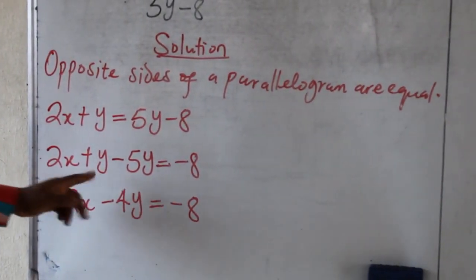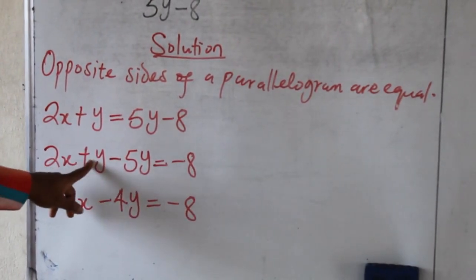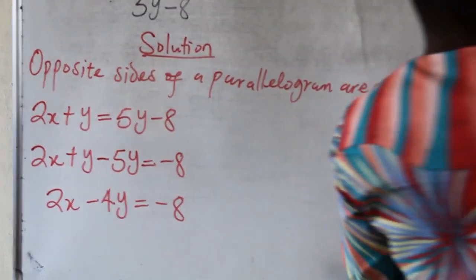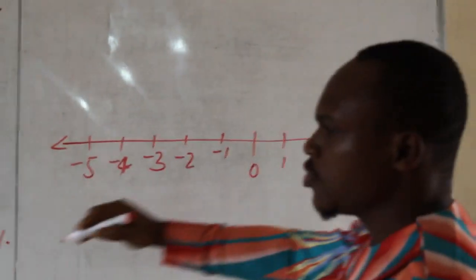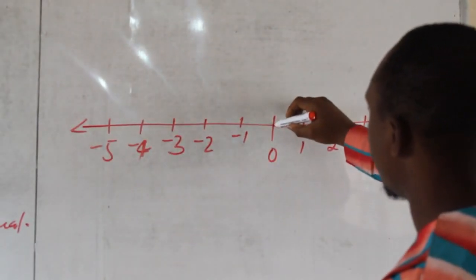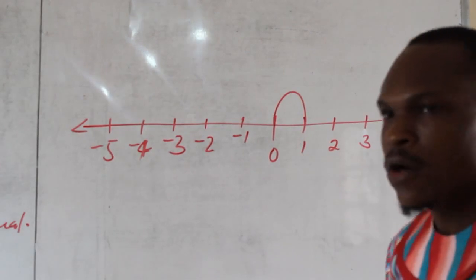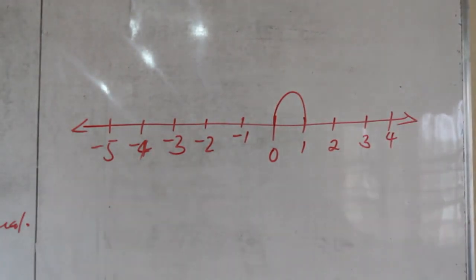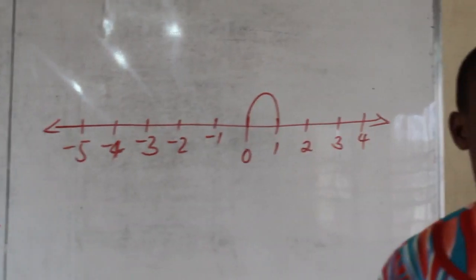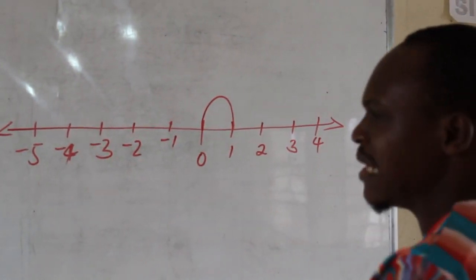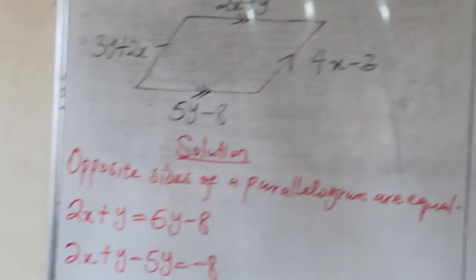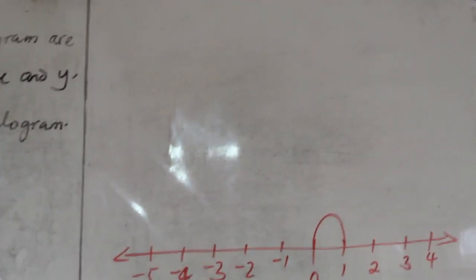Now, the coefficient of y here is 1. So, we begin at our 0 mark. If we want to represent plus 1 on the number line, we move from the 0 mark one time to the right hand side of the number line. Why are we moving to the right hand side of the number line? Because every positive number moves to the right hand side of the number line, while every negative number moves to the left hand side of the number line. So we have +1 moving from 0 to 1.